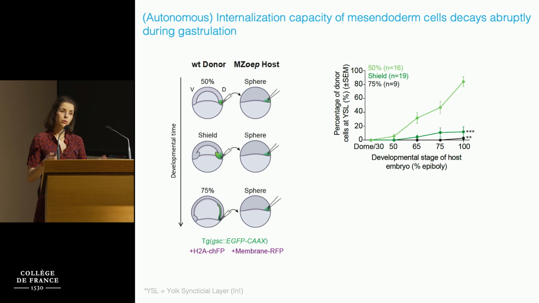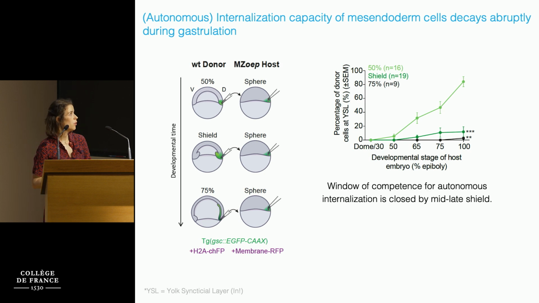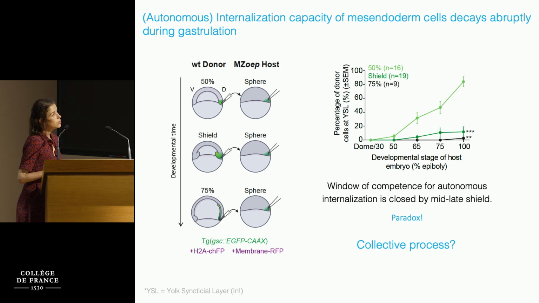So this is really arguing against the idea of the timer model and rather suggests that there's a window of competence during which cells are capable of undergoing internalization, and this window is closed quite early, in fact, from mid to late shield stage. Now this also, of course, raised the paradox, because while in the transplants, late cells cannot go in the embryo, in the normal embryo all cells internalize. So how come they do that? And so we thought, well, a model that could reconcile these two observations is if perhaps the whole process is much more collective than we had previously realized.